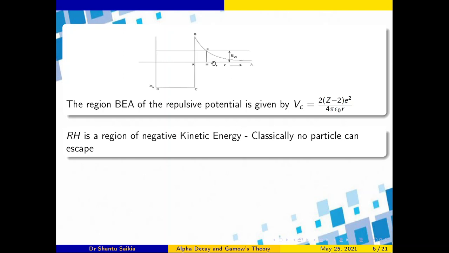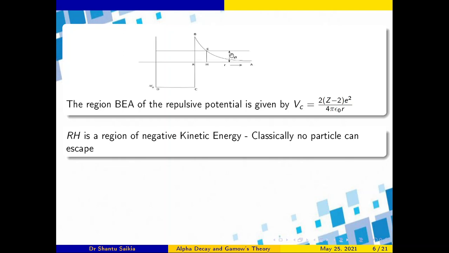Now, the region RH, this region, is a region of negative kinetic energy. Why? Suppose the alpha particle has an energy E alpha. This E alpha is possessed by the alpha particle, let us say, when it is inside the nucleus also. This E alpha is less than the barrier height. So classically the alpha particle should not be able to come out of the nucleus because E alpha is less than the barrier height. But we find experimentally that the alpha particles do come out of the nucleus.